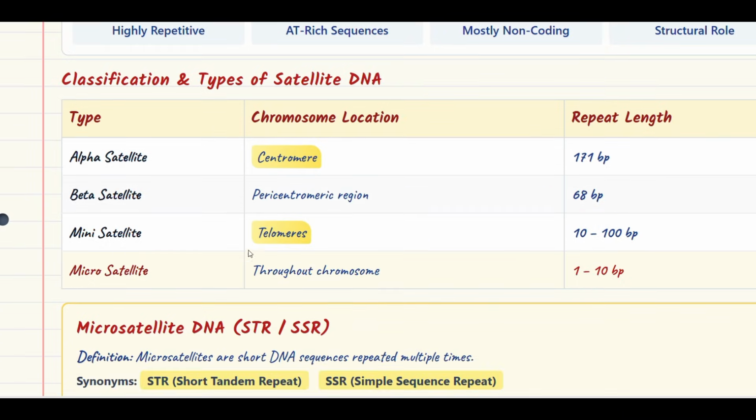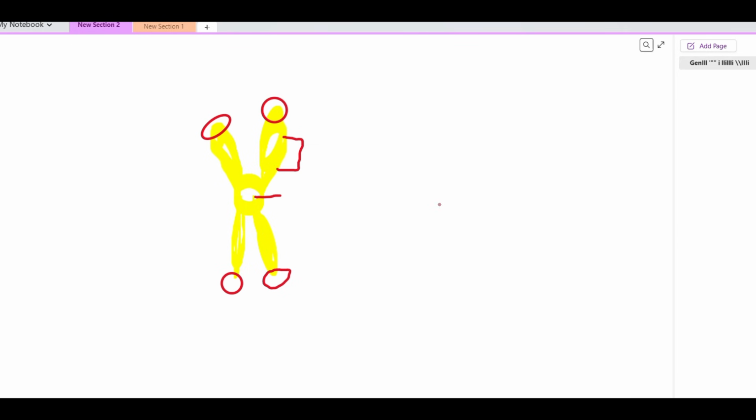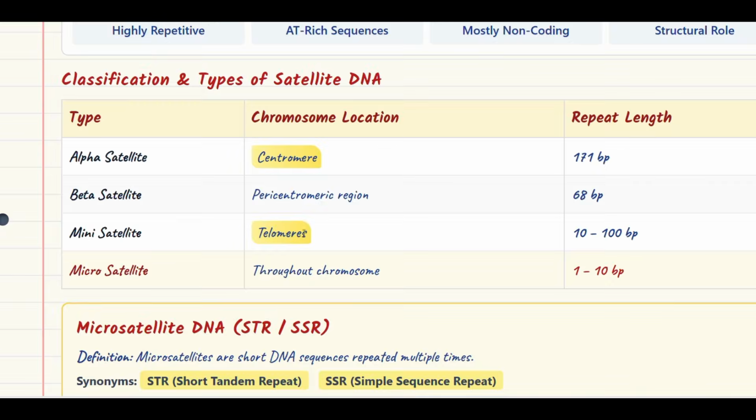And minisatellites are at the telomeres. Those round circles I denoted, these are telomeres. We can observe this kind of minisatellite at telomeres, and microsatellites throughout the chromosome. The repeat unit is 1 to 10 base pairs, and base pairs will vary, with the high base pair count in alpha satellite, that is at the centromere.